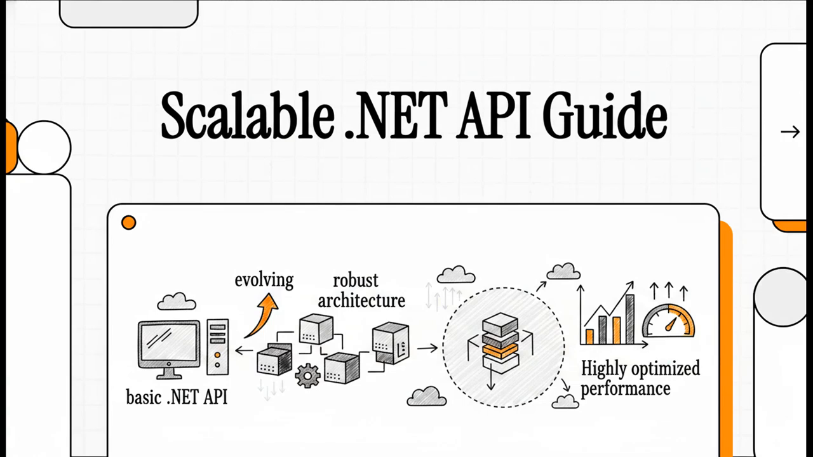All right, let's just jump straight into it. In this explainer, we're taking a standard, bare-bones .NET API and completely transforming it. We're going to evolve it into a robust, containerized, and highly optimized piece of architecture.